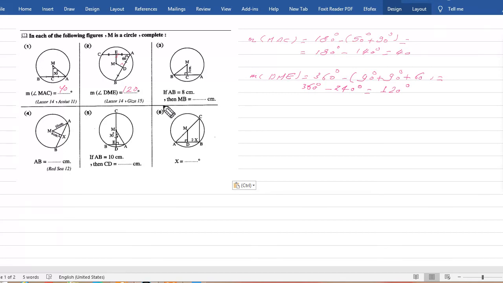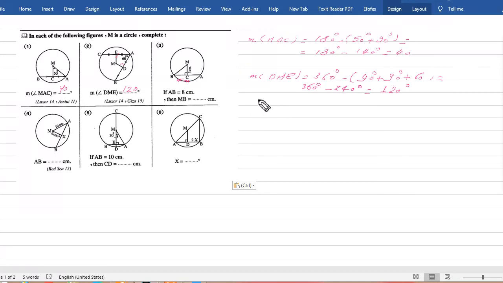Third figure, if AP equals 8 centimeters, then MP equals what? MP is the radius. MC is perpendicular to AB, so it bisects it. Then the length of CB equals what? Equals 4 centimeters. Using the Pythagorean theorem to find the length of AM.